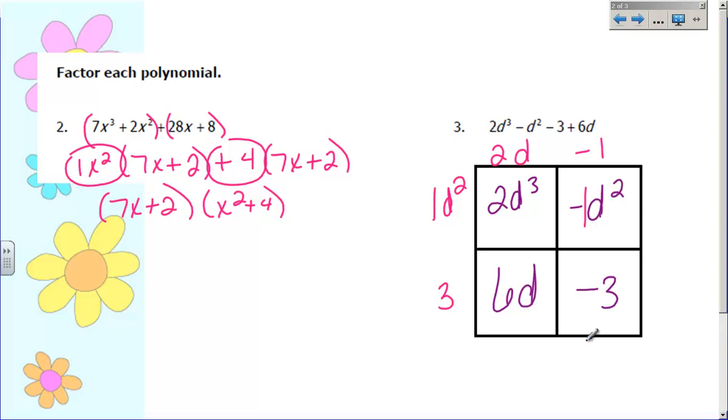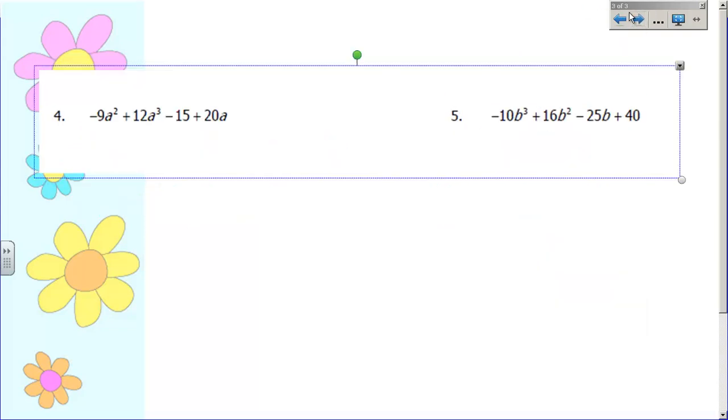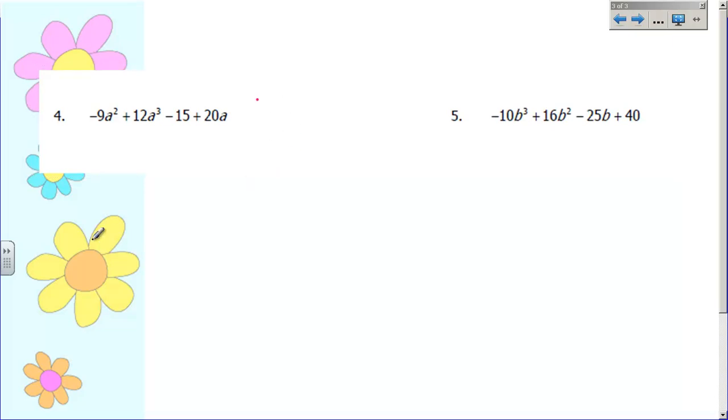So the two factors for this problem are going to be d squared plus 3 from the side right here, and then 2d minus 1 from right here. These two things multiply together to give you this polynomial. So let's try just a couple more just to make sure we're all on the same page. So this problem right here, we're going to do using the grouping method.